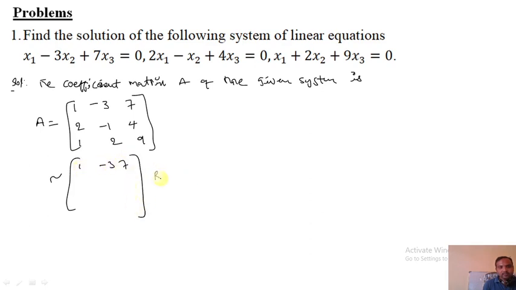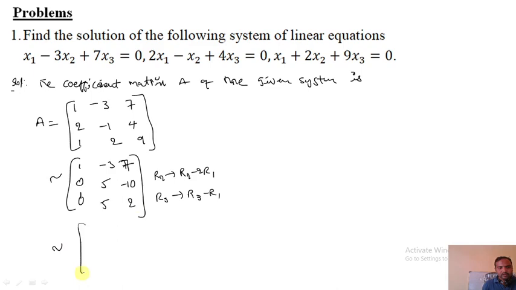What do we have to use? Apply R2 is R2 minus 2R1. Apply R3 is R3 minus R1. Then 3 plus 1... 7 minus 14 is minus 10... 4 minus 14 is minus 10. Now 1 minus 1 is 0. 2 plus 3 is 5. 9 minus 7 is 2.